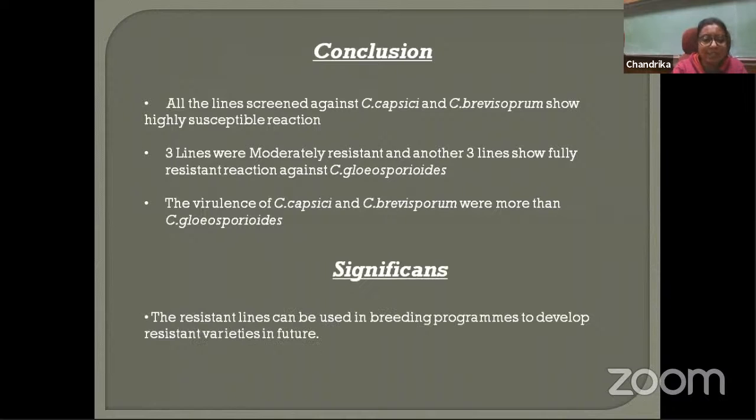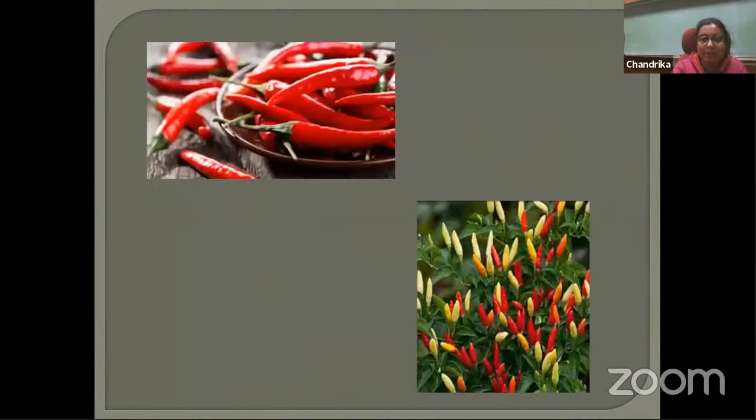So the significance of this study is that the resistant lines can be used in breeding programs to develop resistant varieties in future, which might be more economic and eco-friendly. Thank you.